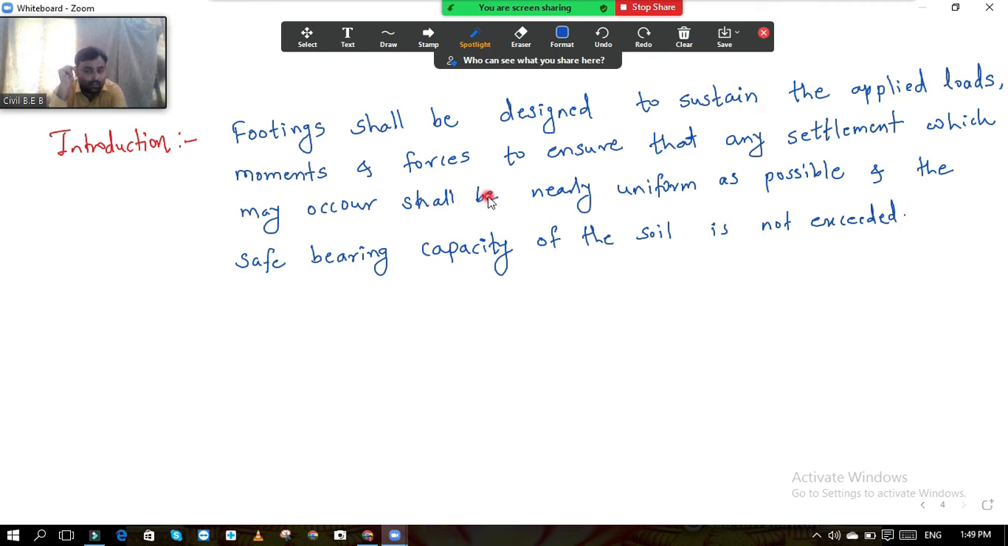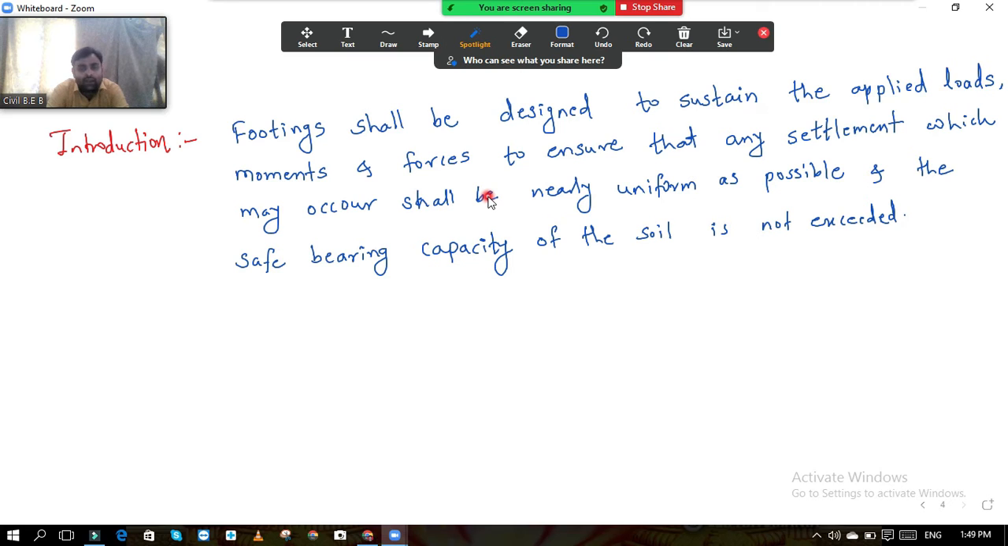One more thing, whatever the design procedure I am going to tell you now, it is not given in the book. In the book the design procedure is different, and it is very tedious and very lengthy. So here, while designing the footing, first we will finalize the dimensions of the footing, the area of the footing.